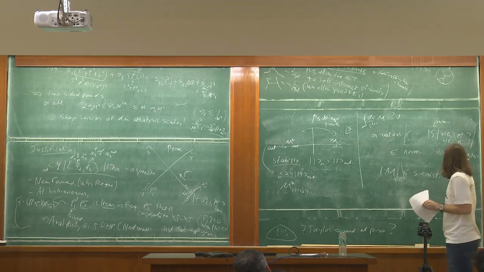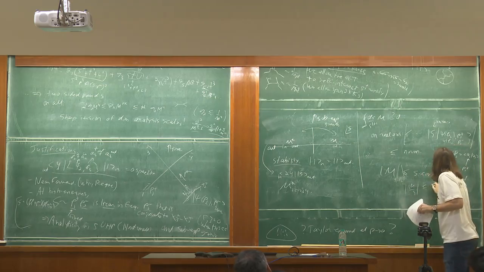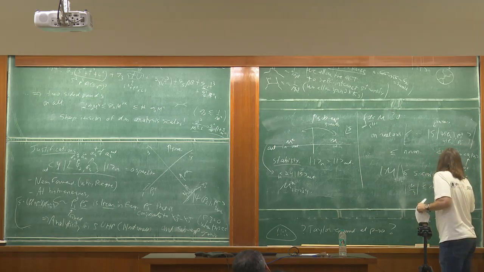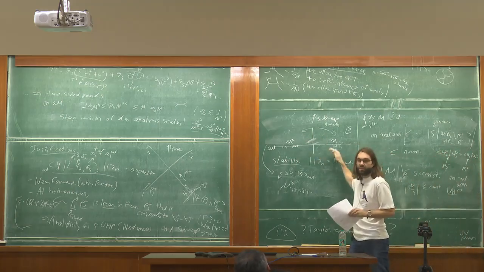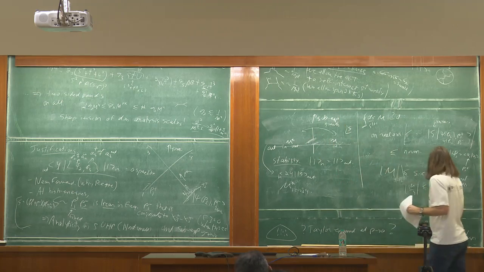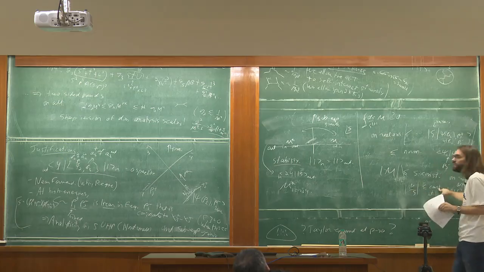And this implies that basically M over S is bounded by a constant in the upper half plane, outside maybe some region in the middle that we don't necessarily care about. But at infinity, at large S, we get this bound that M over S is bounded by a constant.